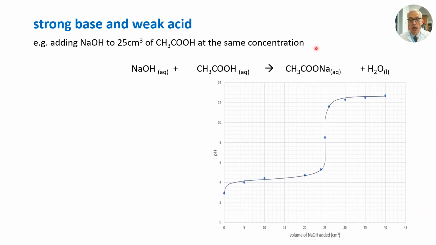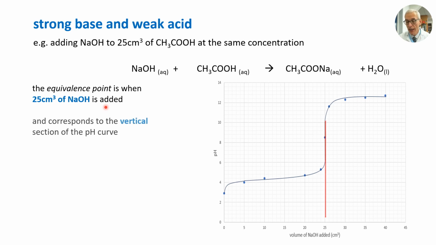So let's consider a weak acid having a strong base added to it. So sodium hydroxide and 25 centimeters cubed of ethanoic acid at the same concentration. Now we would predict or expect that the equivalence point would be when 25 centimeters cubed of sodium hydroxide is added. That is when we will have exactly reacting moles of sodium hydroxide and ethanoic acid. And that again corresponds to the vertical section of the pH curve. So from the pH curve, we can read off the equivalence point volume.